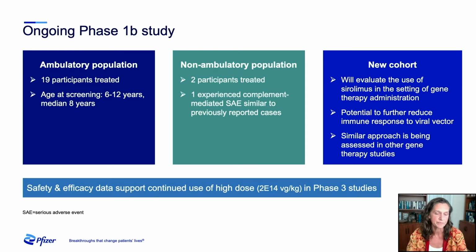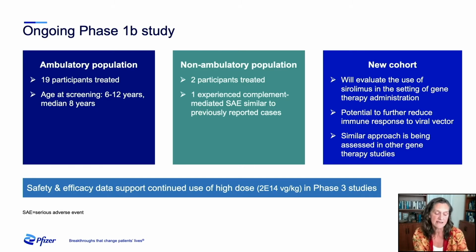Now, we've also opened the study to non-ambulatory participants, and we took this step because we felt it was really important to begin evaluating safety and efficacy in older and bigger people with Duchenne. Ultimately, of course, our goal is to collect the information necessary to get this therapy approved and available for the entire population. So far we've treated 2 non-ambulatory participants in the cohort. One of them did experience a complement-mediated SAE that was very similar to what we've seen and reported earlier in our ambulatory population.